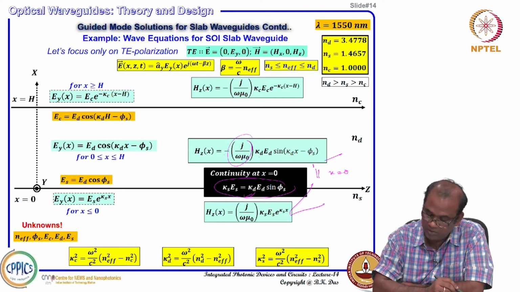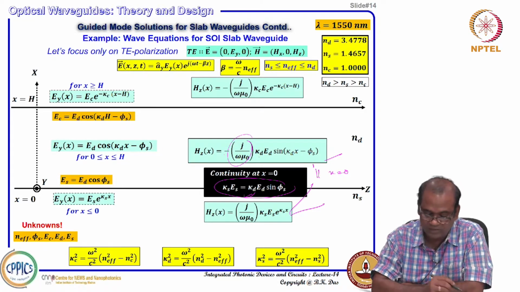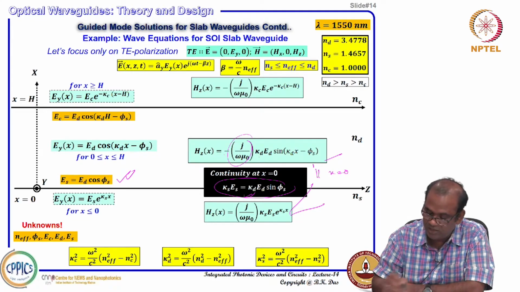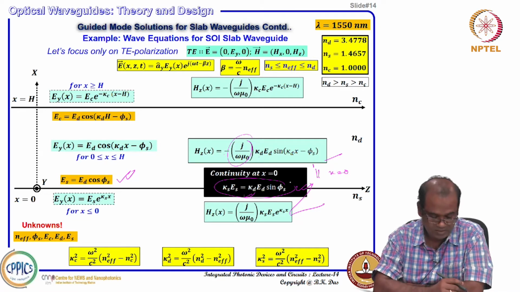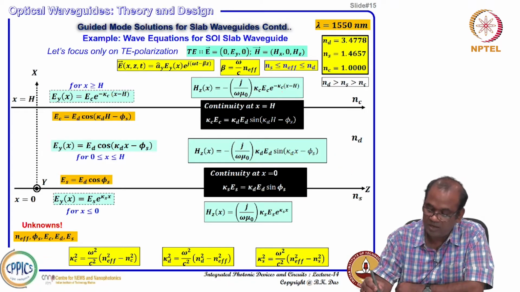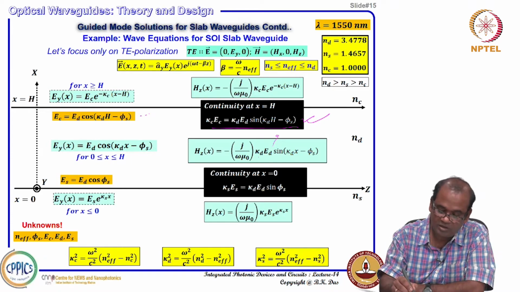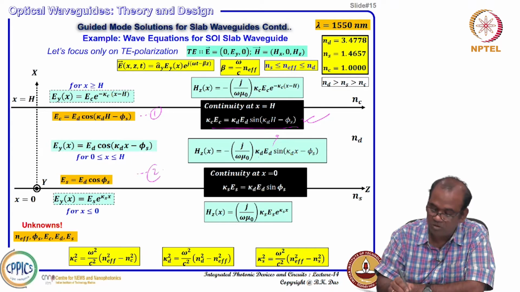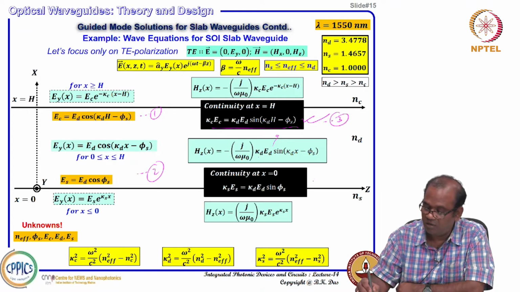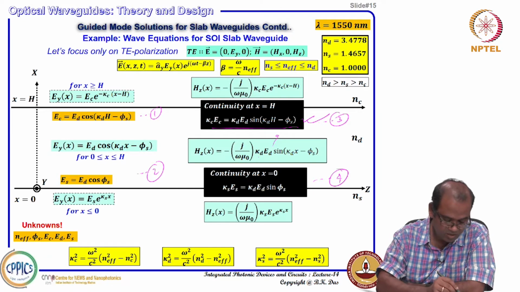That means I have one more relationship, apart from this one boundary condition, one more equation here. Similarly, I have the boundary at x equal to h, and one more equation there. I just put x equal to h here and here, and then I equate. So, here kappa d Ed and here kappa c Ec are related through this. So, I have 2 more equations: equation number 1, equation number 2, equation number 3, equation number 4.